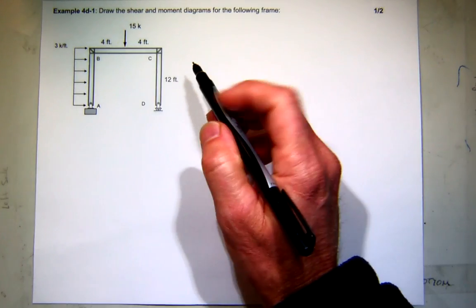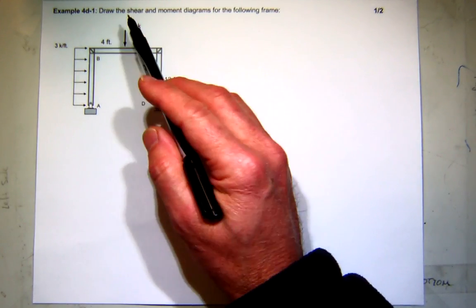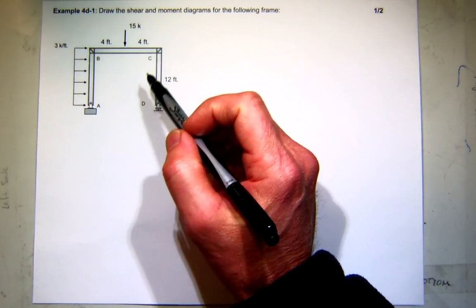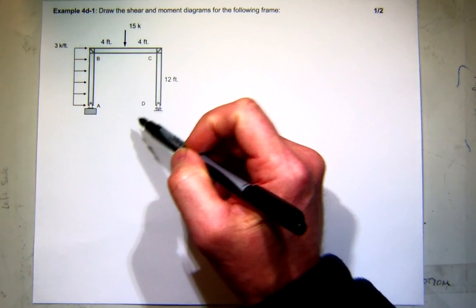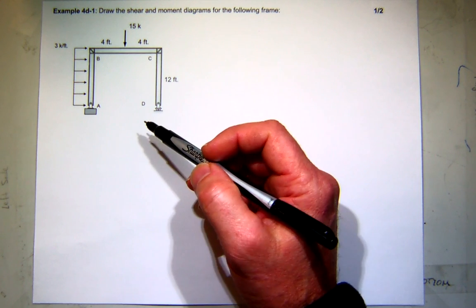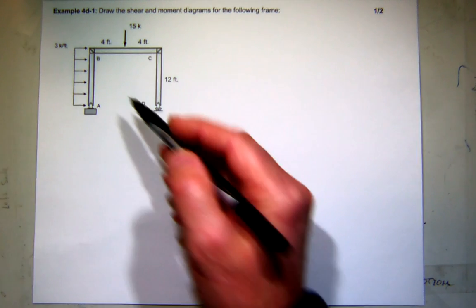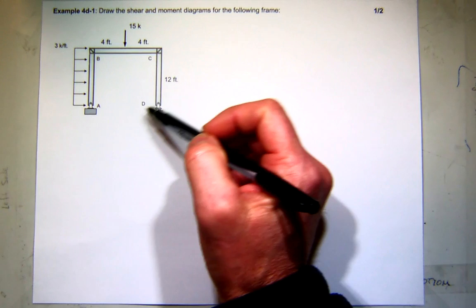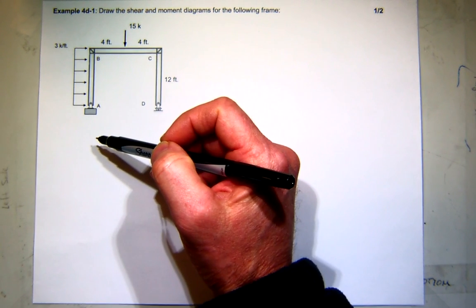Okay, so this is our first example problem for drawing shear force and bending moment diagrams for a frame. And we've talked about in class that the first thing we want to do is find the reactions. So let's do that. I think that'd be an easy place to start. I'm going to cheat a little bit and use this for my free body diagram.